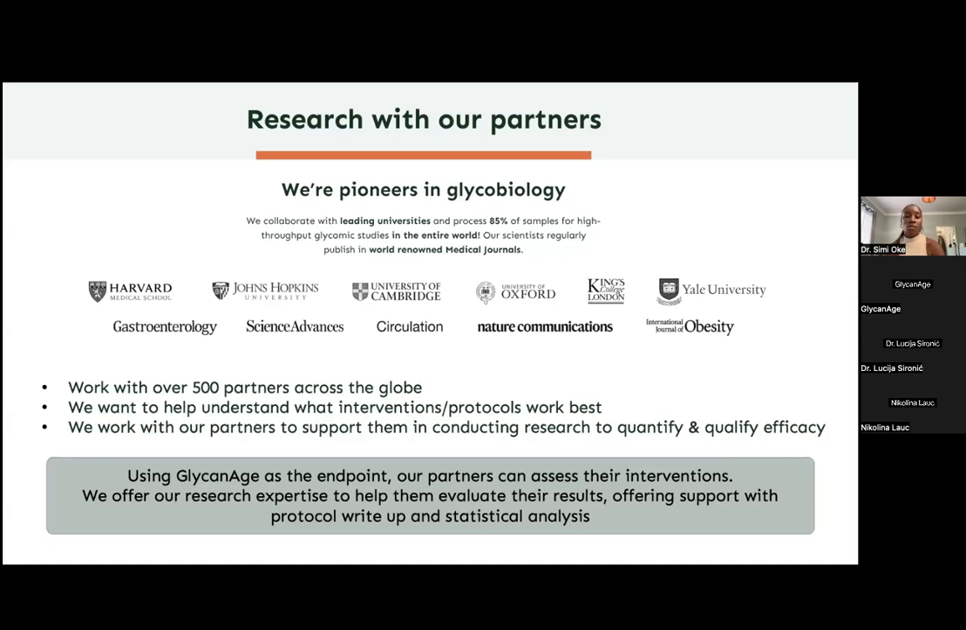As I said, we work with over 500 partners across the globe, and we want to help understand what interventions, what protocols work best. We think the best way to do this is to work with our partners to support them to conduct this research and to assess the efficacy and the quality of what they're doing. And they can do this using GlycanAge as an endpoint. That way they can assess the interventions that they're applying.